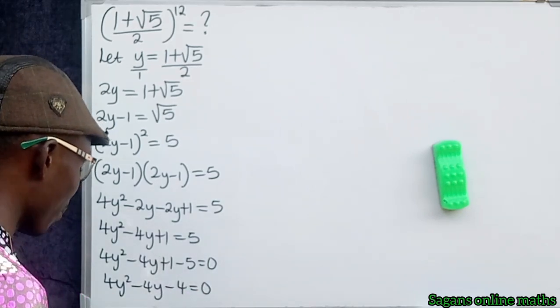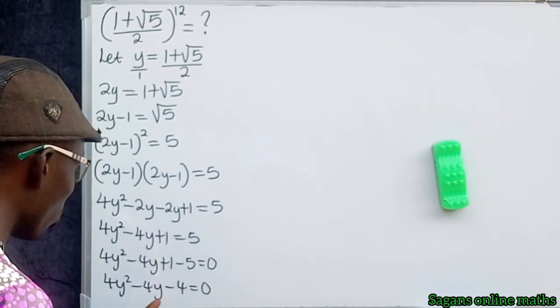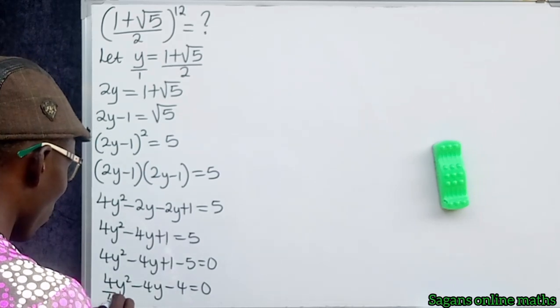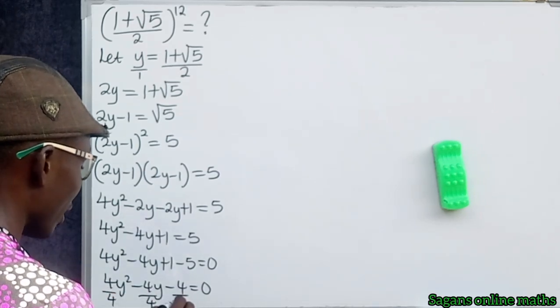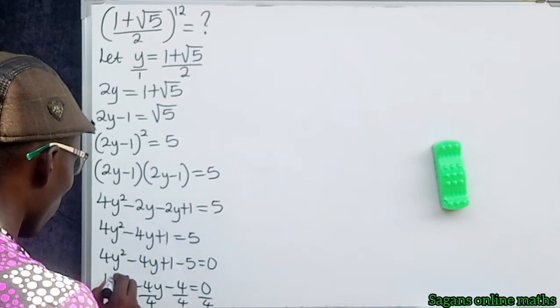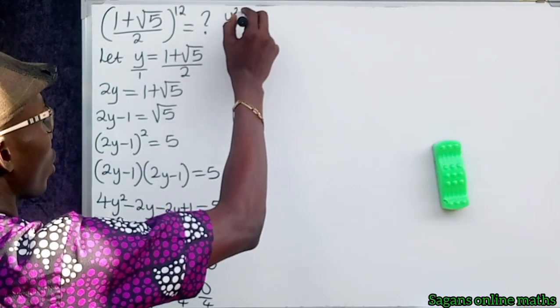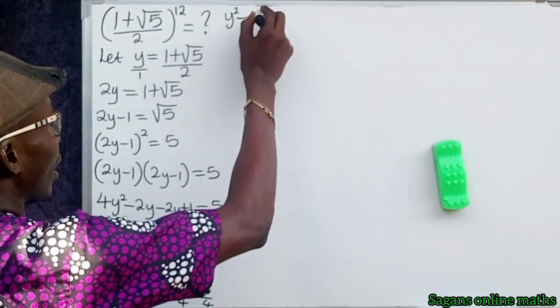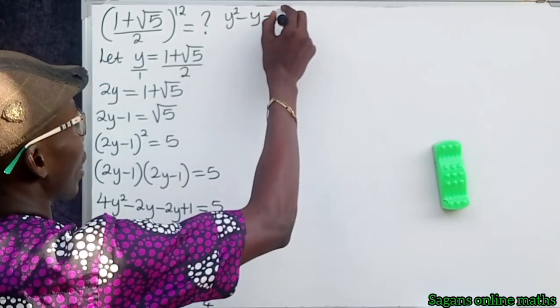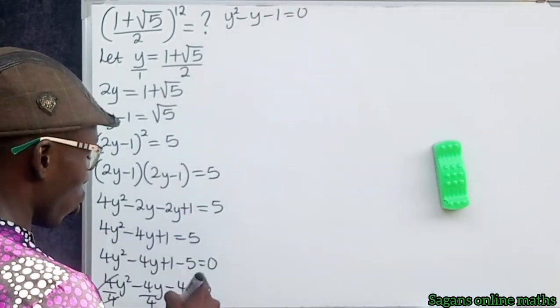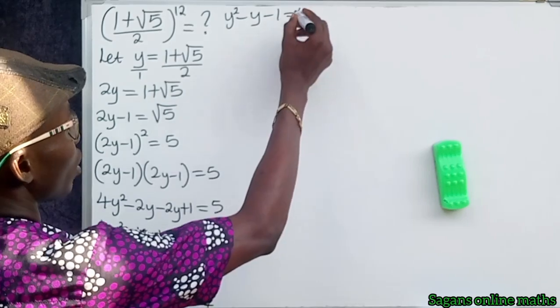Wow, this is amazing. Since 4 is common here, let's divide through by 4. If we divide through by 4, the 4s will cancel out, right? We are left with y² minus y minus 1 equals 0, because 0 divided by 4 is 0, right?